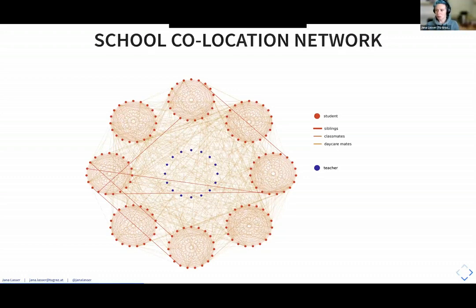Students can be daycare mates. These are all the orange connections that span between classes, because we learned to our surprise that even under pandemic conditions during daycare, classes were mixed. They were not kept in the class groups. So this caused a number of connections between classes as well.